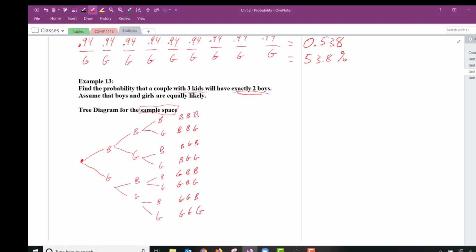of 3 kids. How many of them have exactly 2 boys? Well, we can just go through and count. Here's one that has 2 boys, here's one that has 2 boys, and here's one that has 2 boys. So the probability of exactly 2 boys in 3 kids is 3 out of the total of 8.